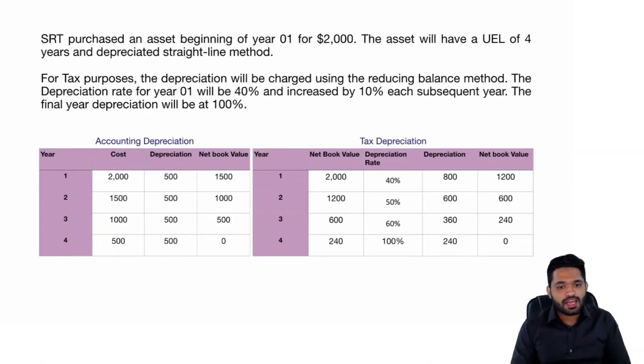will be taken. Now the point that you need to note down right here is at year number 4 the net book value of the asset in both the methods, the accounting depreciation and the tax depreciation method, we both have a net book value of 0 at the end of the useful economic life of the asset.